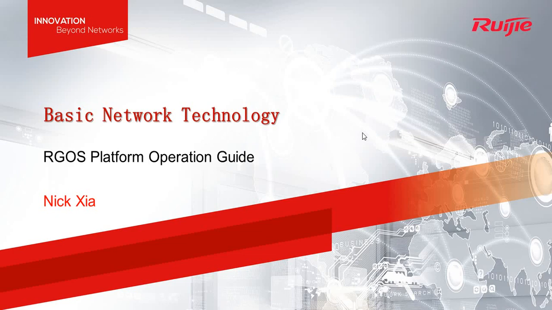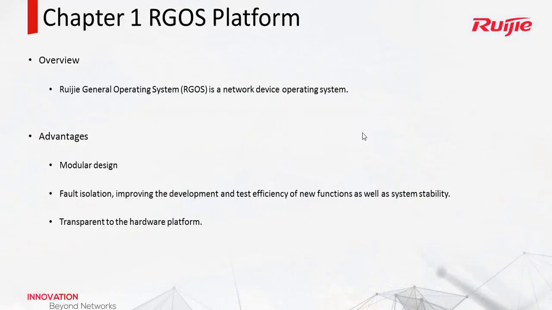I am Nick Xia. Today I want to introduce you our Ruijie operating system. Its name is RGOS. RGOS means Ruijie General Operating System. It has several advantages, including modular design, fault isolation, and transparent to the hardware platform.